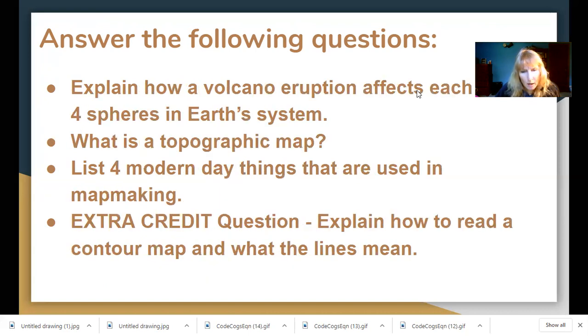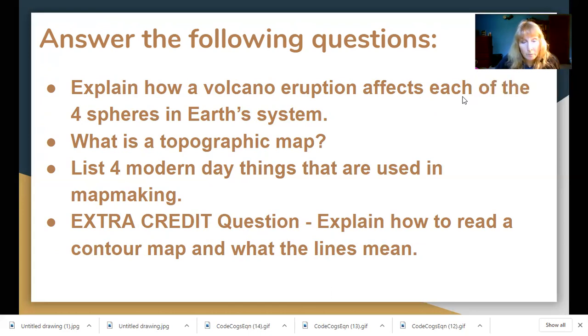You're going to explain how a volcano eruption affects each of the 4 spheres in Earth's system. You got some from this video. You can also look in your book. There's more information there. What is a topographic map? List 4 modern day things that are used in map making. And then you have an extra credit question. You're going to explain how to read a contour map and what the lines mean.